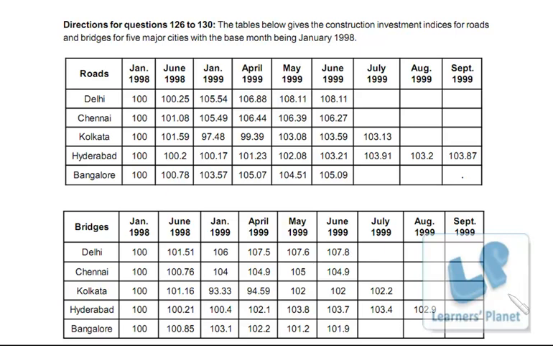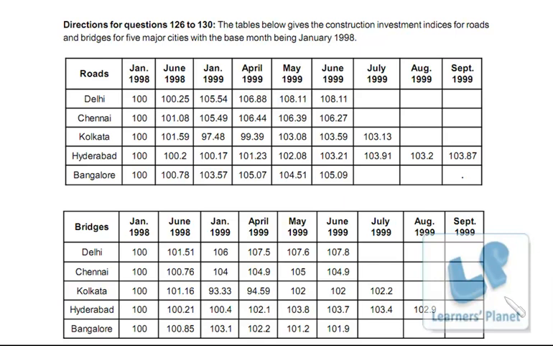Now one thing you should know over here: the base month is January 1998. Whatever is the change from January to, say, June, that is the change from January 1998, as the base is 100. So this is like a 0.25% change. Just see, this is not the actual value, this is just the base value. Actual cost may be different.